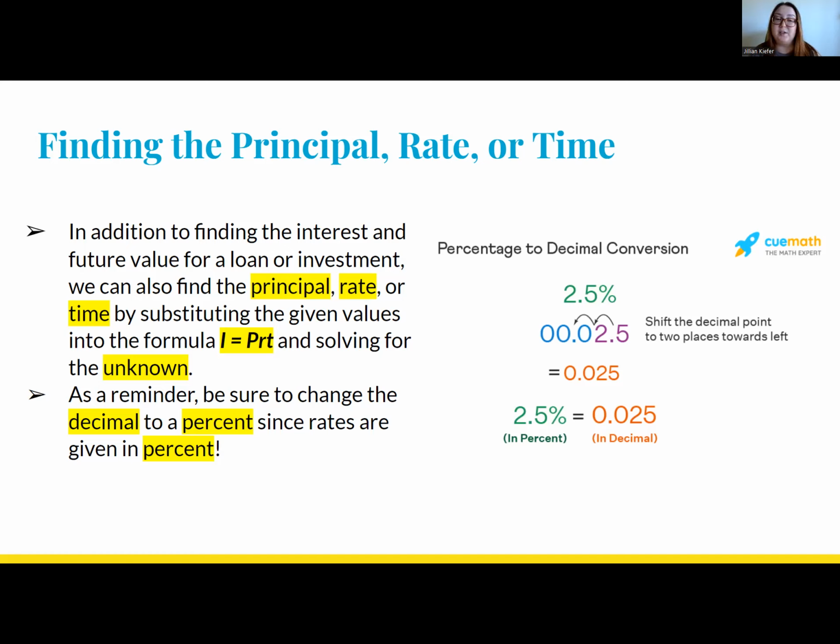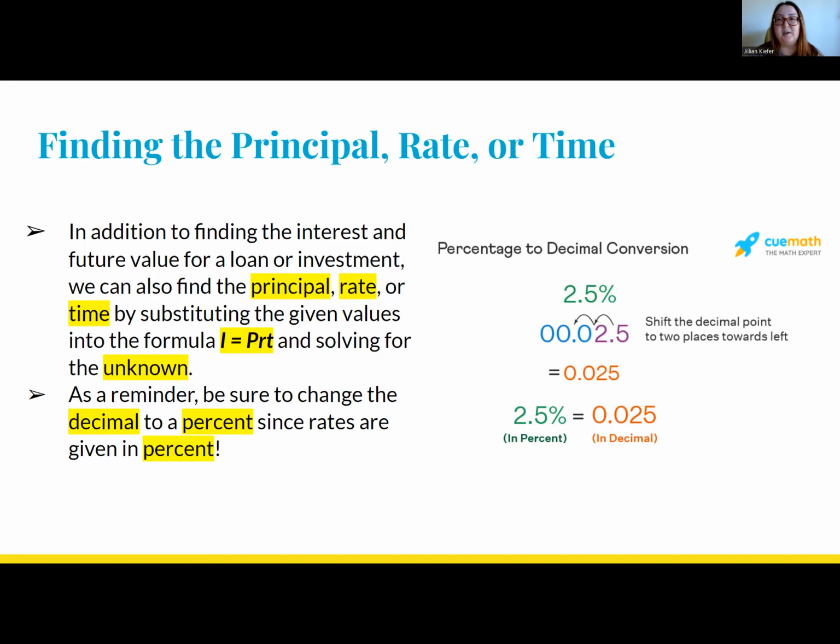As a reminder, you always want to make sure to change decimal to percent, since rates are given in percent when given to you, but when calculated, they are in decimal. So it's always something to be aware of. And here we go one more time, percentage to decimal conversions. To make percent to decimal, we take our decimal place and move it 2 spots to the left. So 2.5% would be 0.025. To change decimal to percent, we do the opposite. We take our decimal place and move it 2 spots to the right. So here, we would take that decimal point, go 1, 2, to get 2.5%. So just a reminder on how we do that.